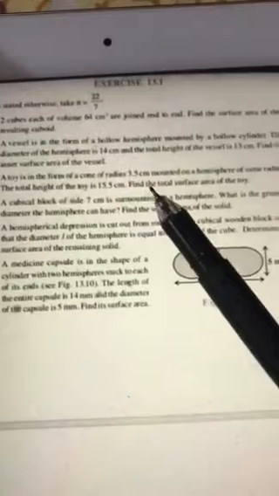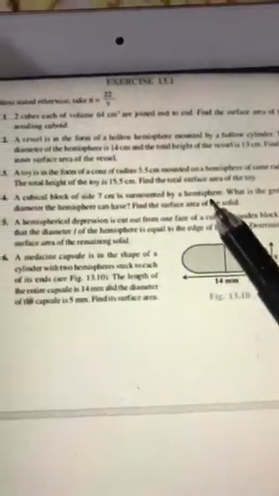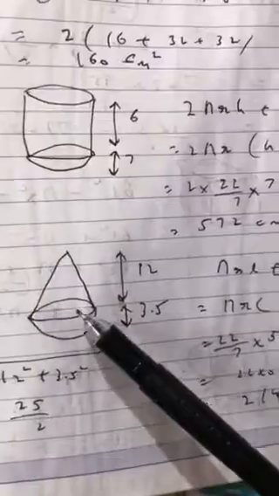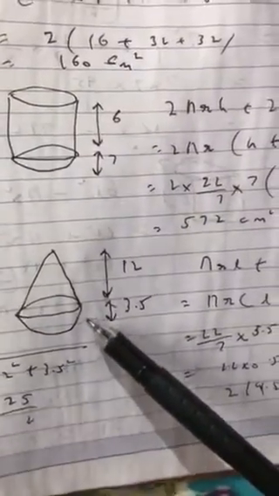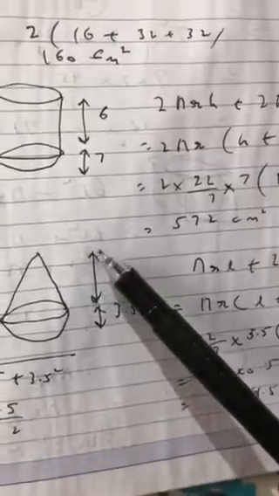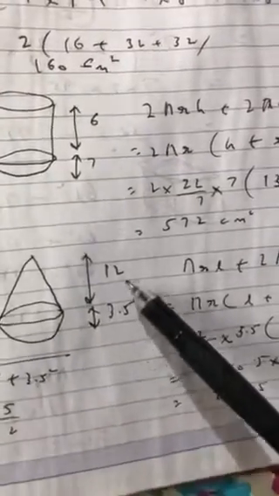Let's have a look at the third sum. A toy is in the form of a cone of radius 3.5 mounted on a hemisphere of the same radius. The total height of the toy is 15.5. Find the total surface area of the toy. Let's have a look at the diagram. The radius is 3.5 and the total height is 15.5. That means the conical part is 12.